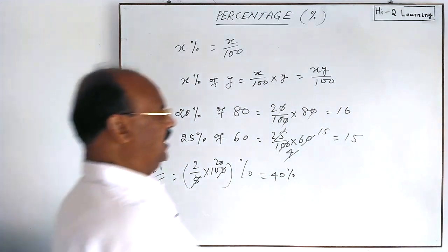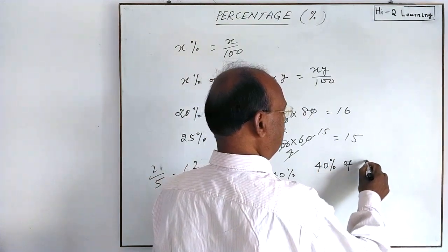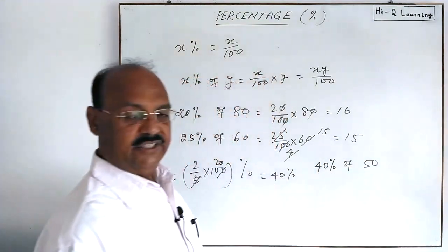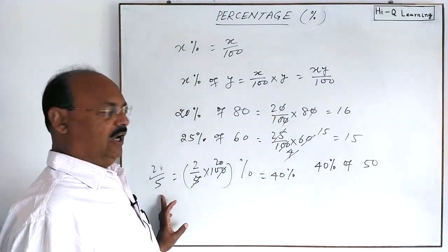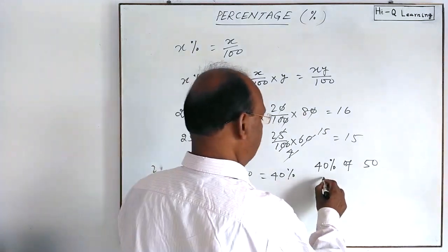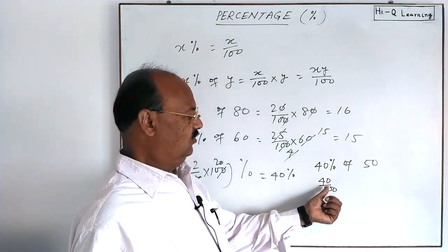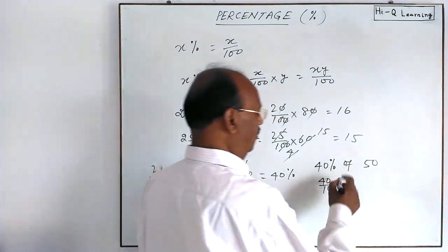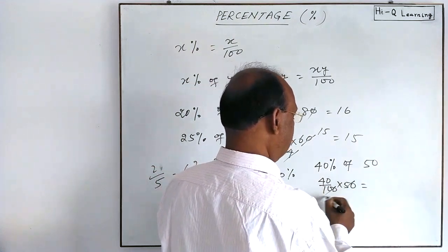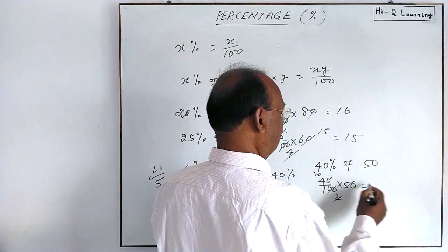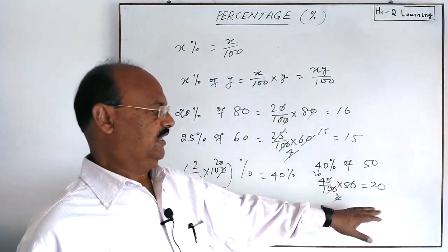So whenever you write 40% of 50, what does it mean? 40% means, you see, 2 by 5. How 2 by 5? Because 40% means 40 by 100. By simplifying it, we will get 2 by 5 here. And of means into 50. This is equal to how much? 20. So 40% of 50 is 20.